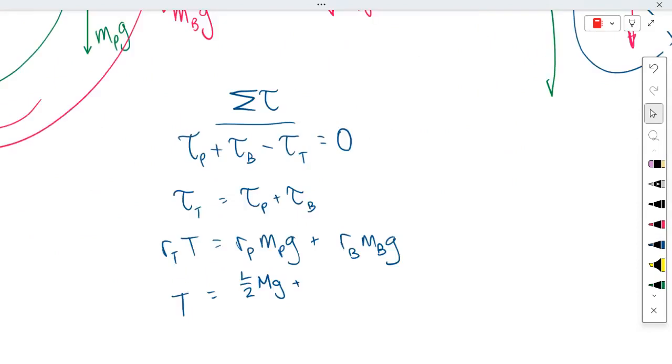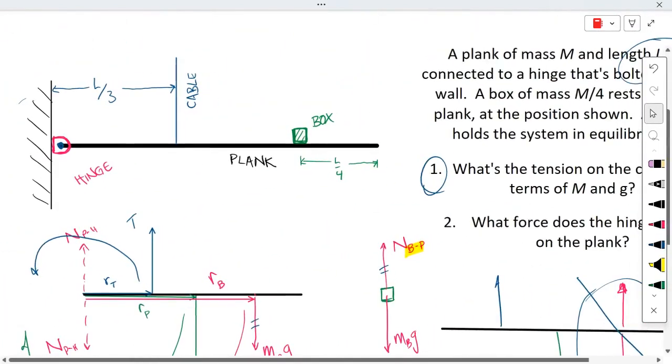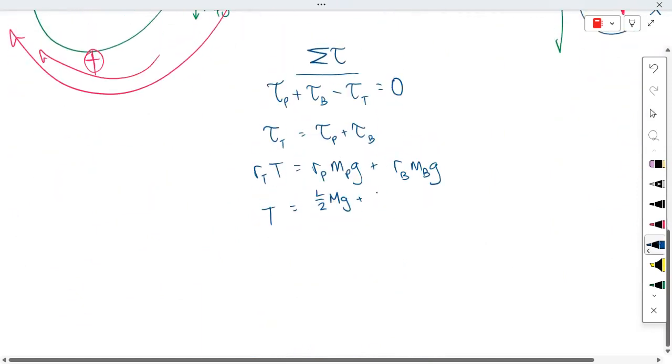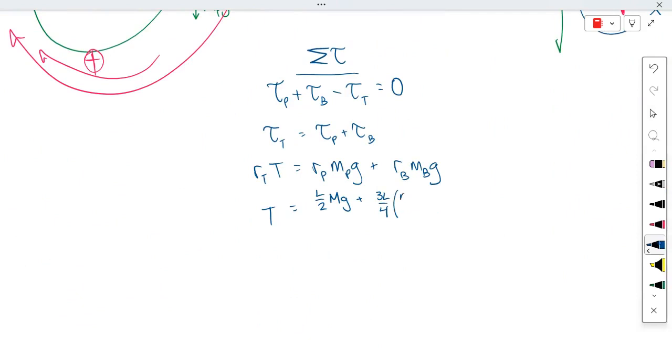R to the box: I gave you this dimension, but we're locating our points of action relative to the left end, so that is 3L over 4. And the box's weight is big M over 4 times g. I'm going to divide by this R to the tension, which was L over 3. And now it's algebra.